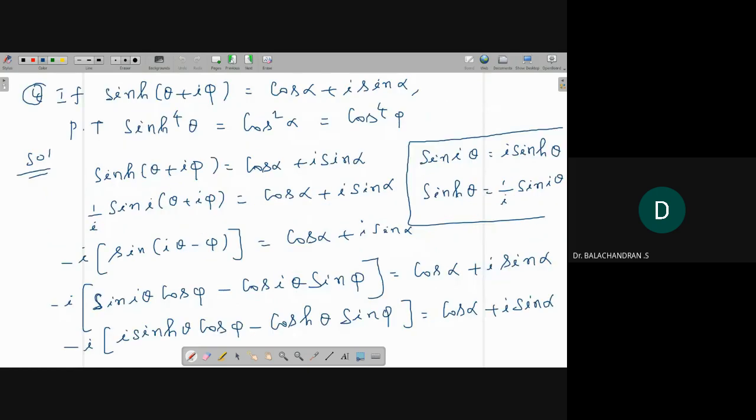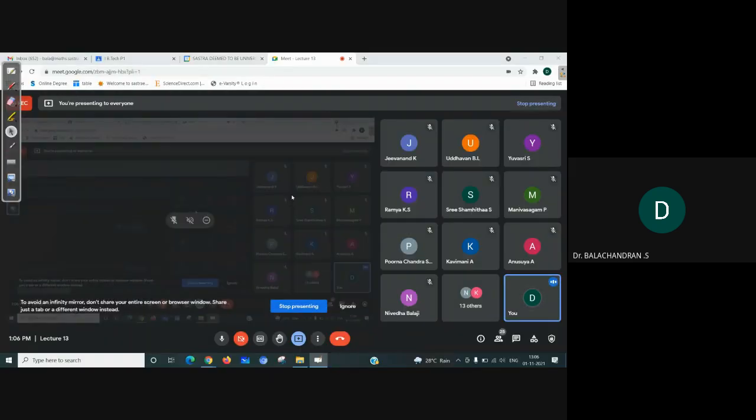So I think I proved the first. You can try to prove the second one, otherwise you can tell me and the next class I will do it.